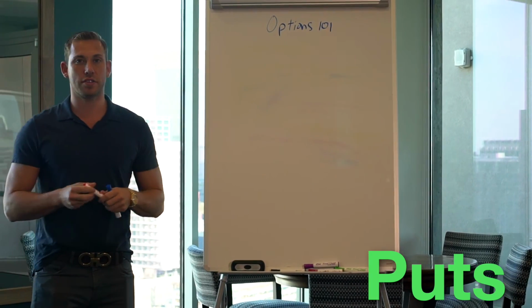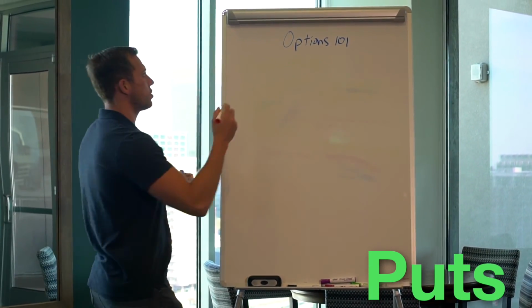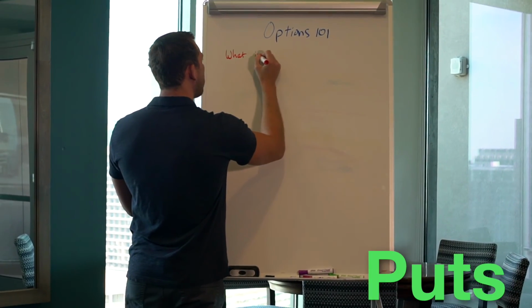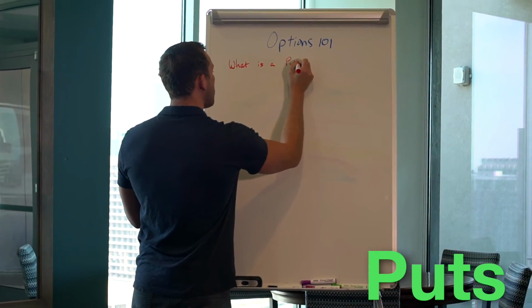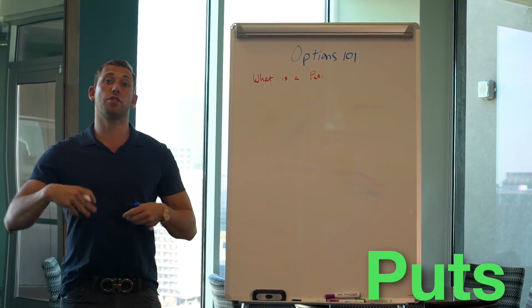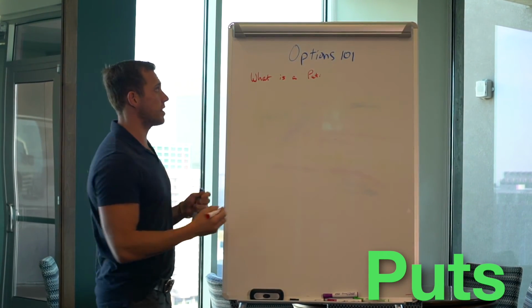Okay, we're going to talk about puts. We just talked about calls. Puts are just the opposite. So we're going to talk about put options. What is a put? A put is basically just the complete opposite of a call. A call gives you the right to buy stock. This gives you the right to sell stock.